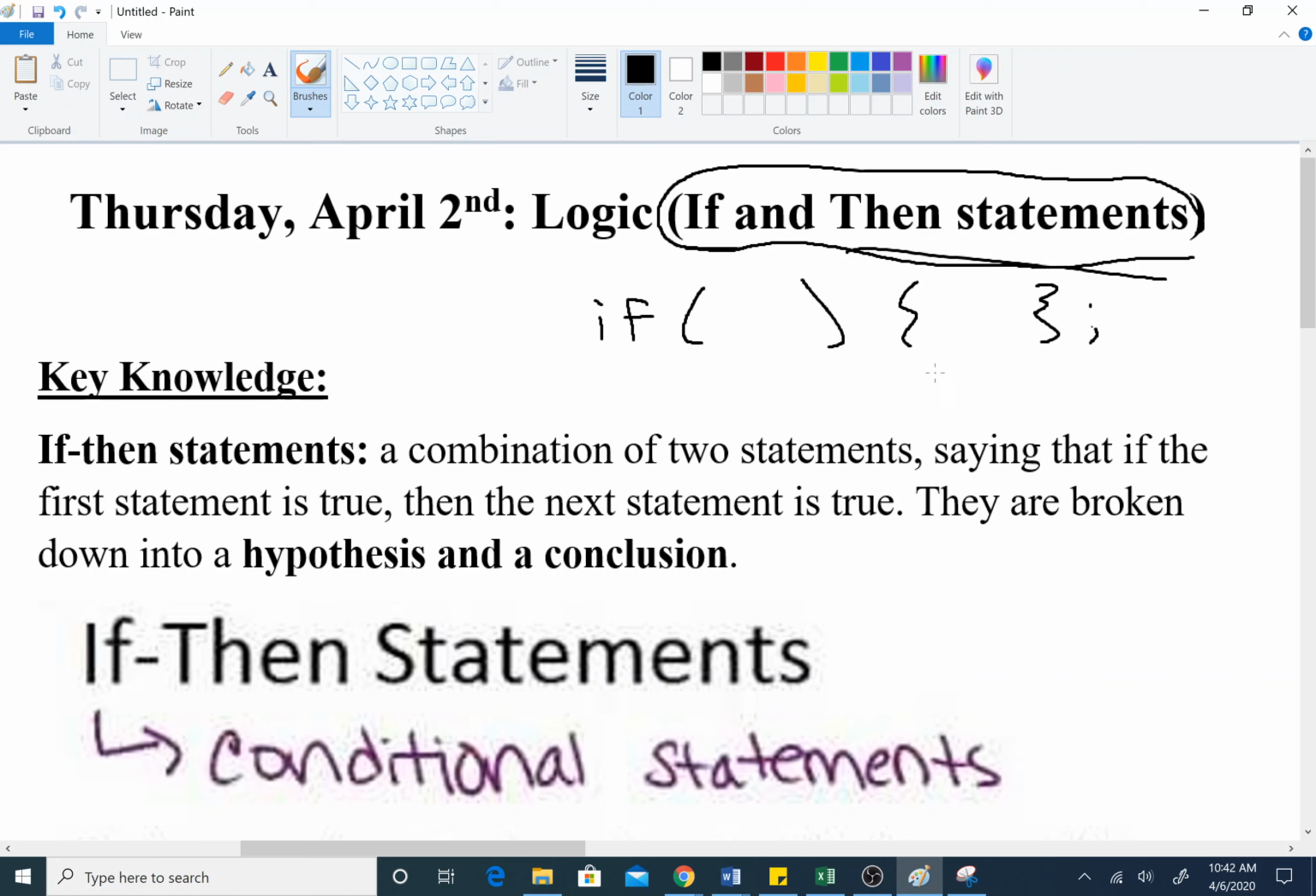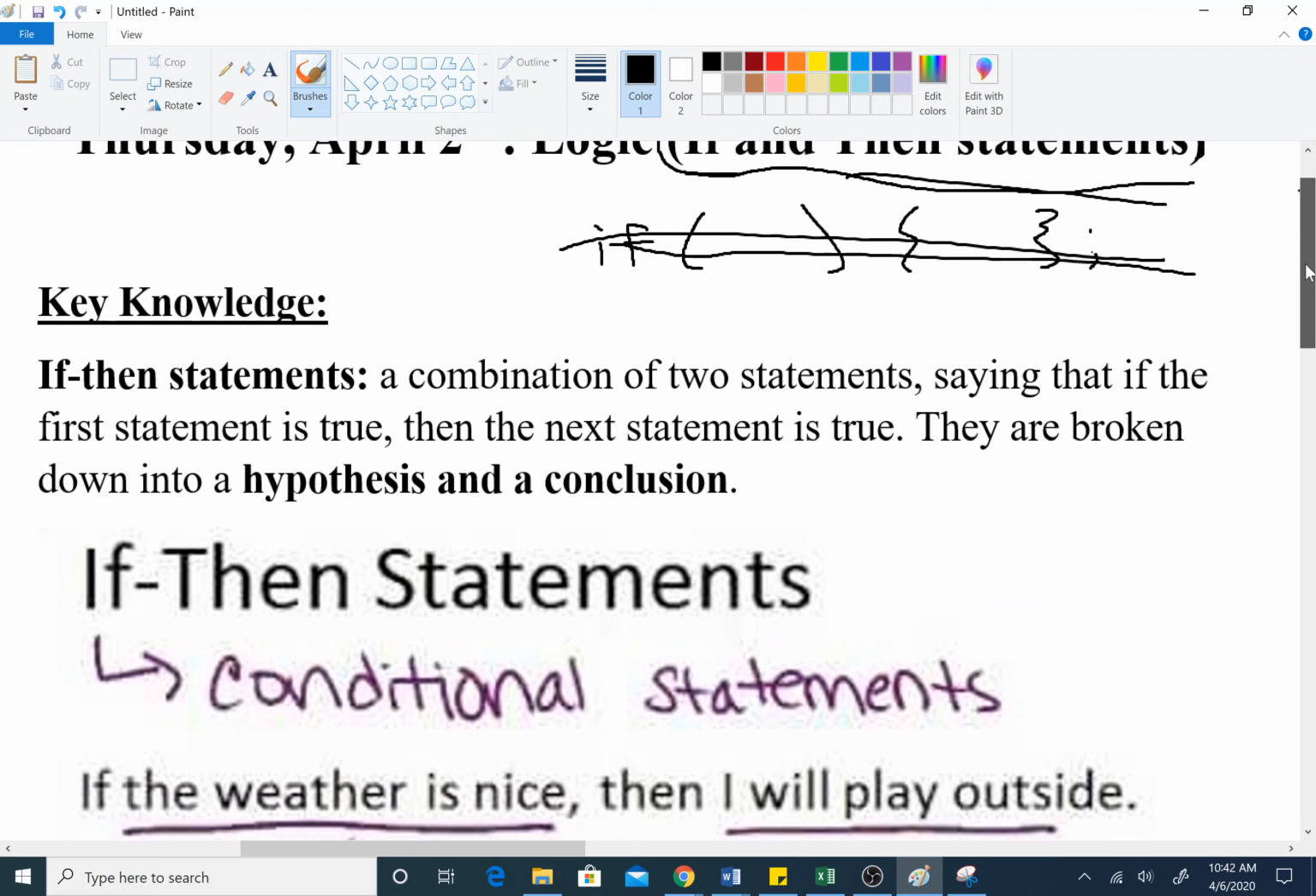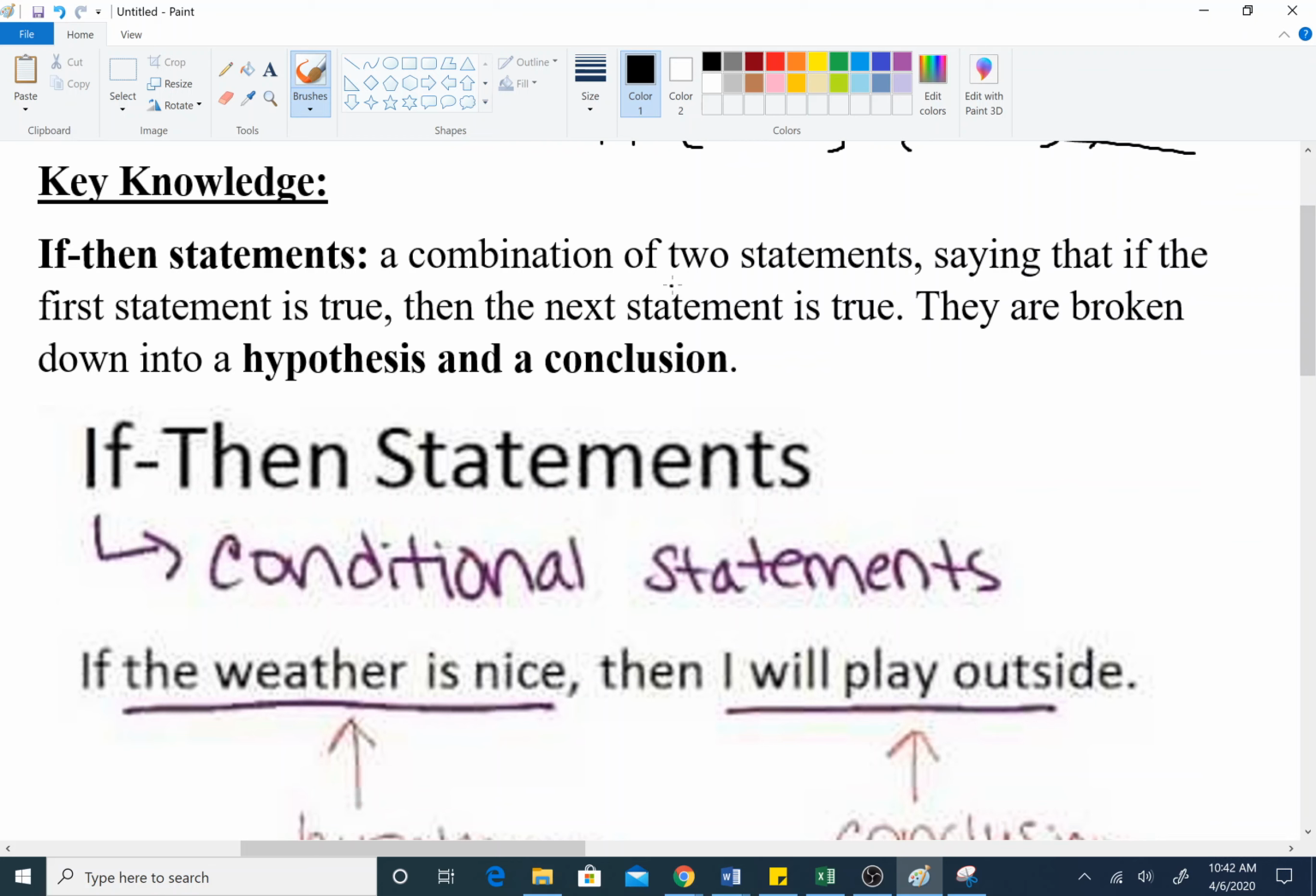You've seen these before, but what we're focusing on today is not necessarily writing code. We're thinking about why logic works. So when I write if-then statements, it's just a combination of two different statements. You can break them down into a hypothesis and a conclusion. What breaks them apart is this word then.